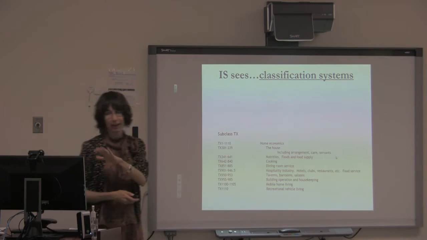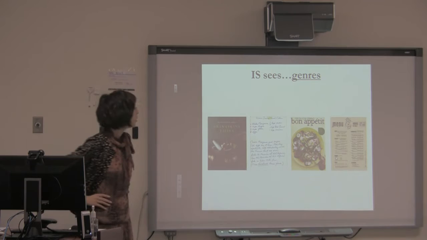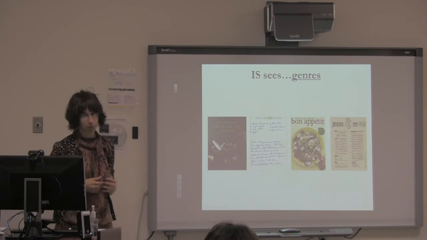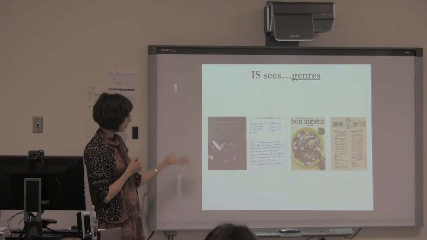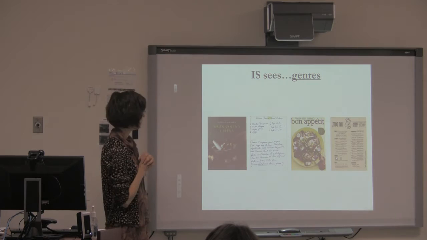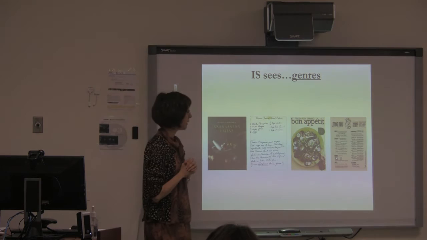Information science would also see genres and know that those people who are cooking probably have documents around them that take special forms in gourmet cooking. In here, those would be cookbooks. Recipes are the kind of fundamental genre of gourmet cooking. Culinary magazines are popular, and menus are another special genre in gourmet cooking.